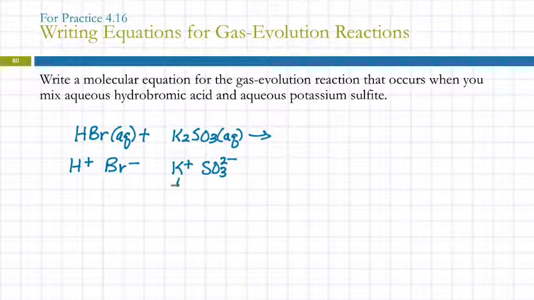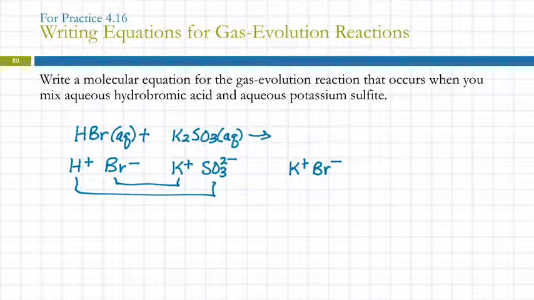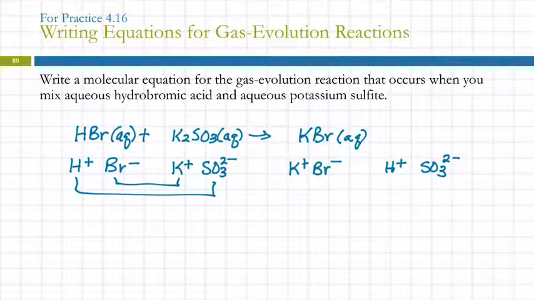So to predict the products, we're going to swap partners. I'm going to have potassium with bromide, so that's going to be KBr. And I go through the solubility rules in my head. Potassium ion, those substances are always soluble. And then I've got H plus with SO3 2 minus. When I put those together, I get H2SO3. That's one of those unstable ones.